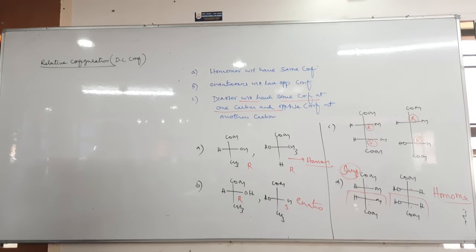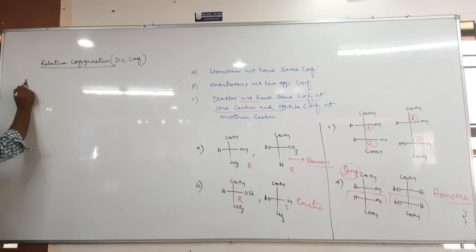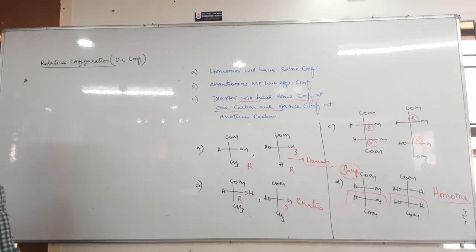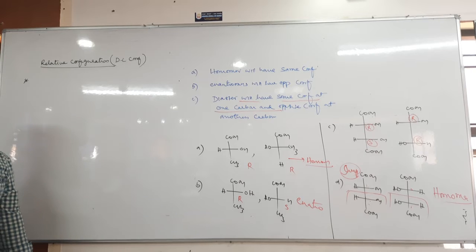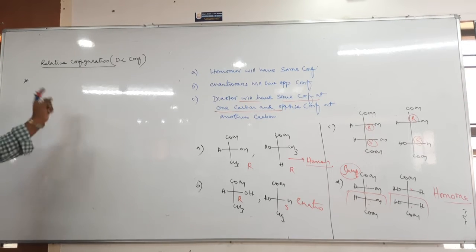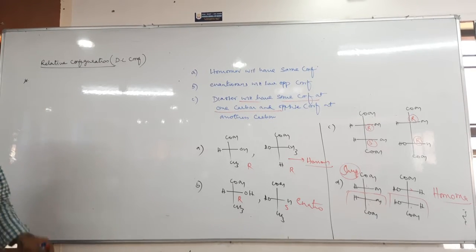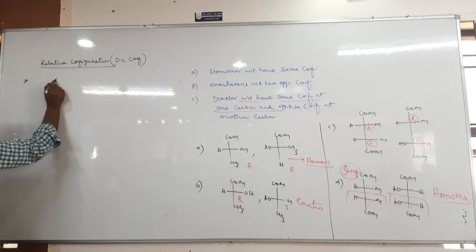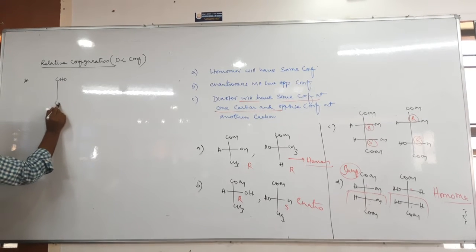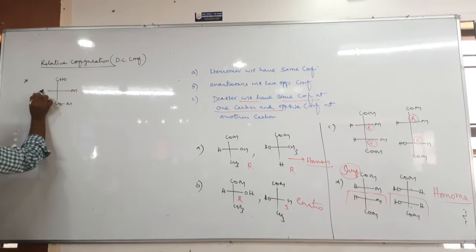Right. Next, relative configuration, DL configuration. This relative DL configuration we have studied in biomolecules. Particularly, this is used for carbohydrates and amino acids. To assign the relative DL configuration, the simplest carbohydrate, glyceraldehyde, is taken, right? The glyceraldehyde structure is this. In glyceraldehyde there is one asymmetric carbon, right?